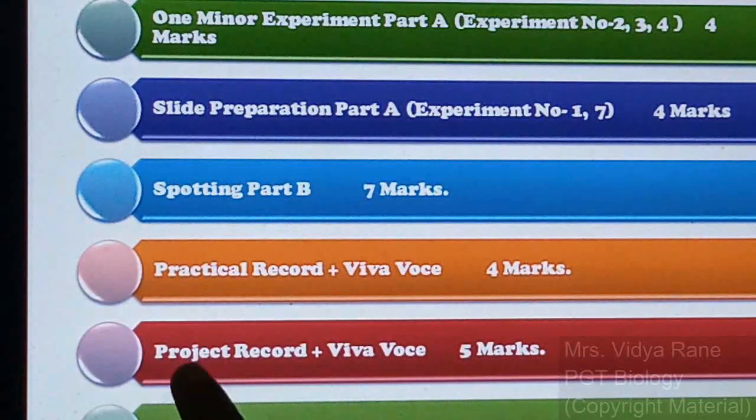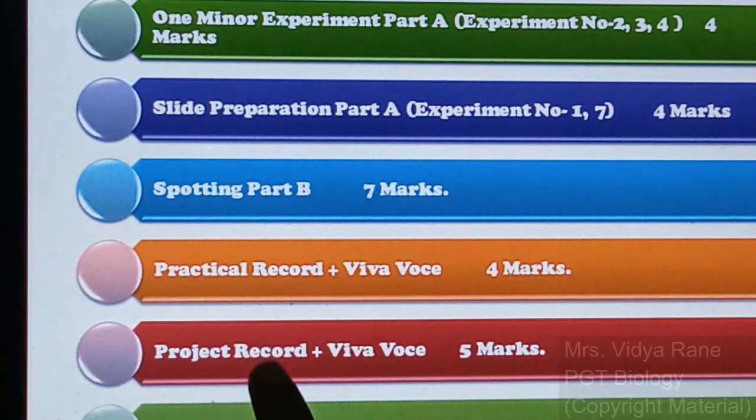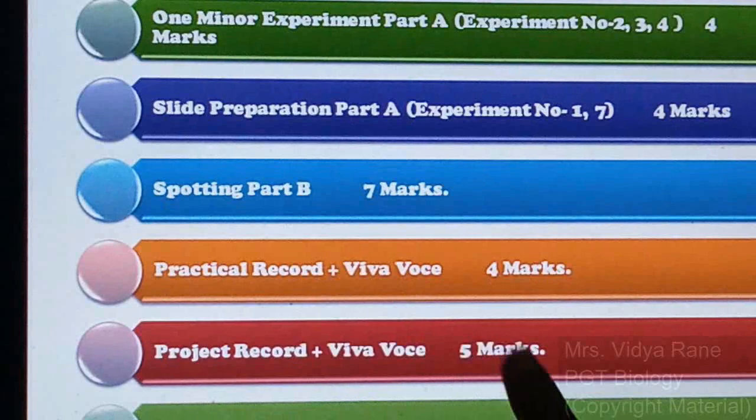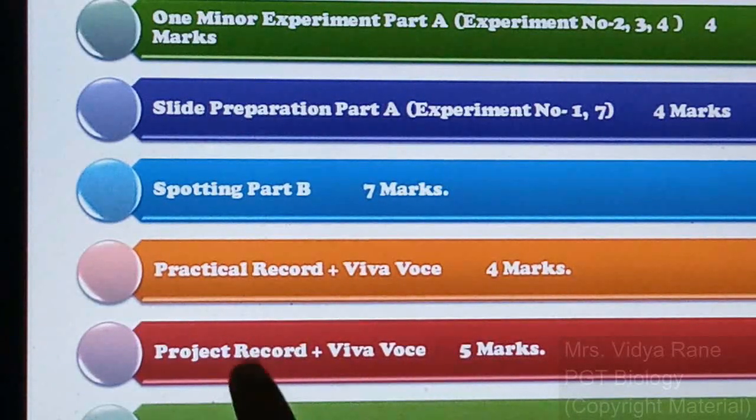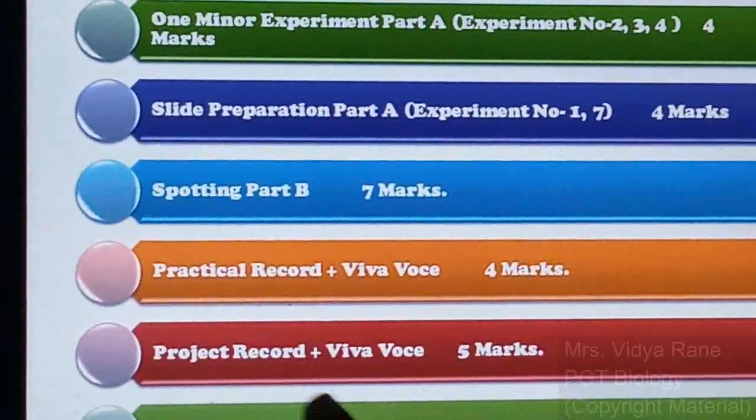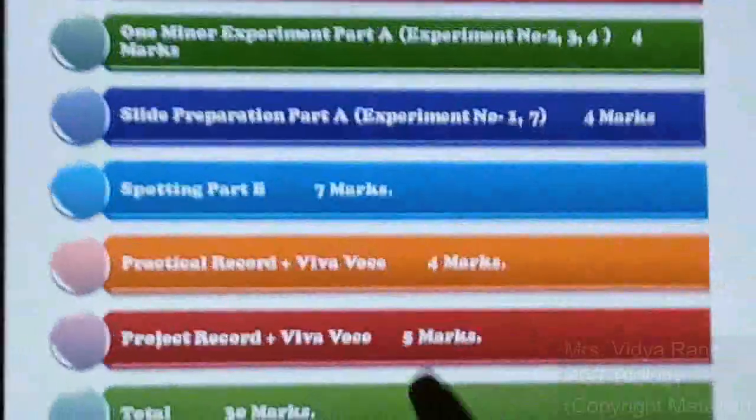And last, the project record. You have to do one investigatory project. That investigatory project record and the viva based on this project together carry 5 marks. So in this way a total of 30 marks practical will be conducted.